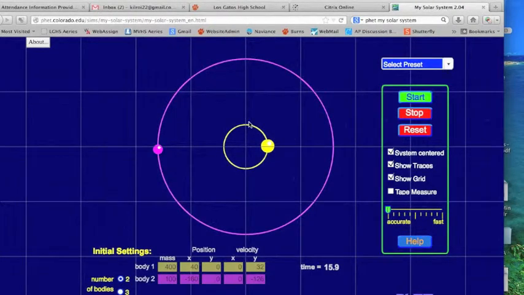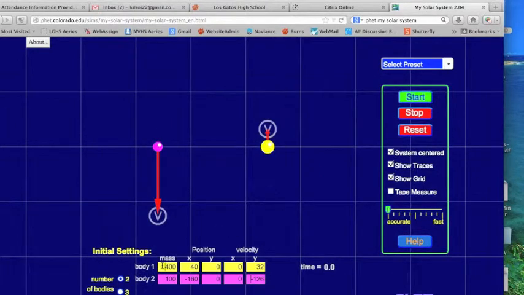So now we're going to set this up differently. Set body 1's mass to 500.